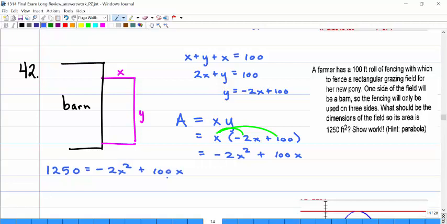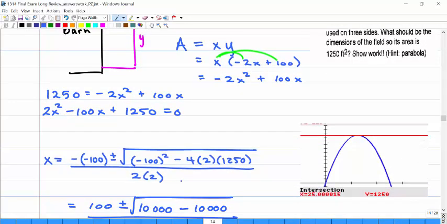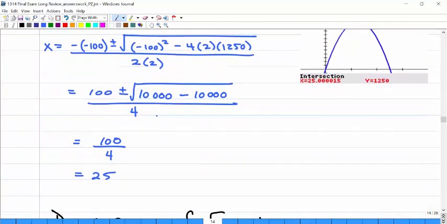That's a quadratic equation, so I need to get one side equal to 0 so I can solve for x. Adding 2x squared and subtracting 100x from both sides, I get 2x squared minus 100x plus 1,250 equal to 0. Again, I've got to use the quadratic formula, and I've already written that out, where a is going to be 2, b is negative 100, and c is 1,250. I end up with x equals 25, because what's under the radical here ends up being 0.